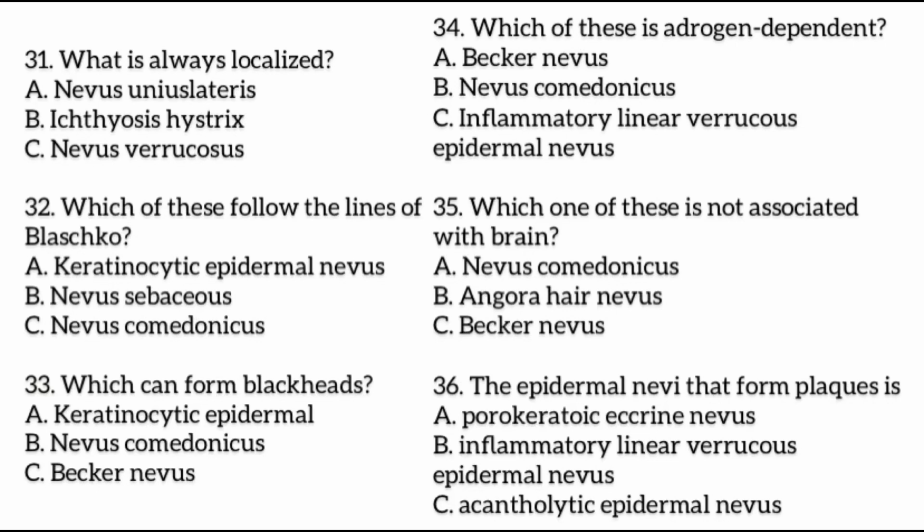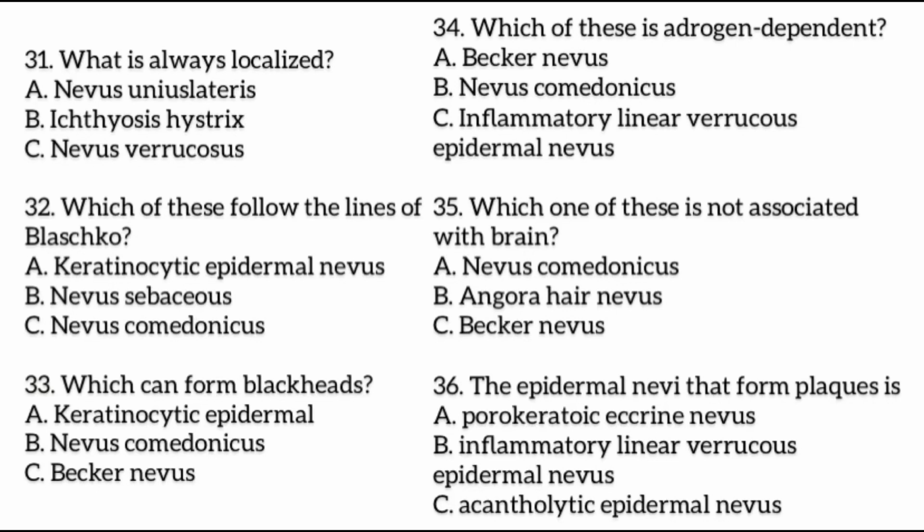Based on the occurrence patterns, epidermal nevi are categorized differently despite the similarity in their microscopic appearance. Nevus varicosus occurs as a single or multiple lesions, but always localized. Nevus unius lateris occurs as a linear pattern of lesions. Ichthyosis hystrix are generalized lesions. However, epidermal nevi are also classified by their cell of origin.